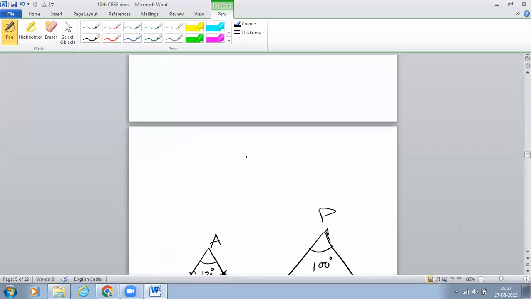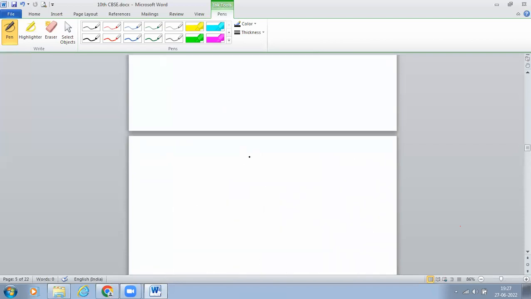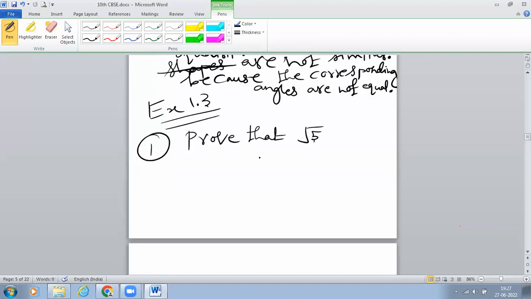Now we'll move on to question number 1 in exercise 1.3. Prove that root 5 is irrational. This sum alone we are going to prove in a different way. For that, you have to write the same steps in the exam also.